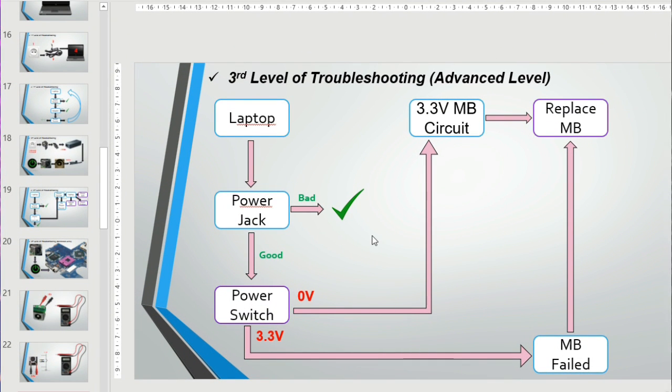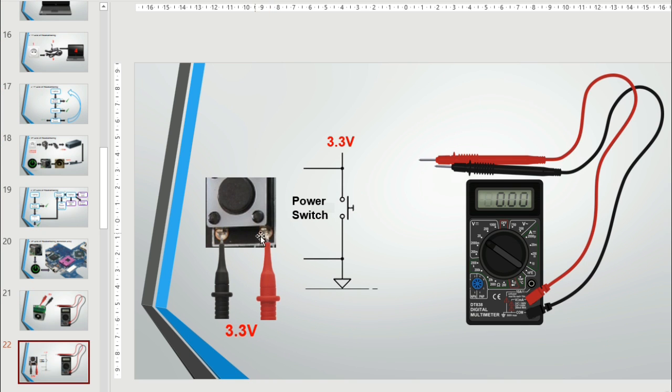As we have seen in the previous class, in the third level of troubleshooting, if you measure 0 volts instead of 3.3 volts in the power switch, then the problem seems to be in the 3.3 volt motherboard circuit. Normally, in the high pin of the power button, you should measure 3.3 volts even if the computer is off.